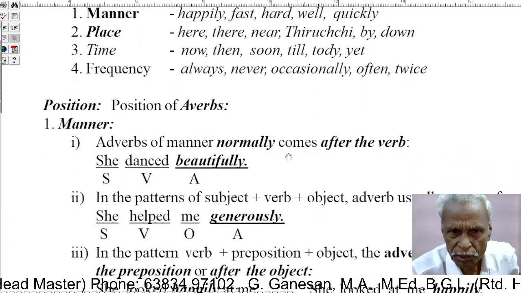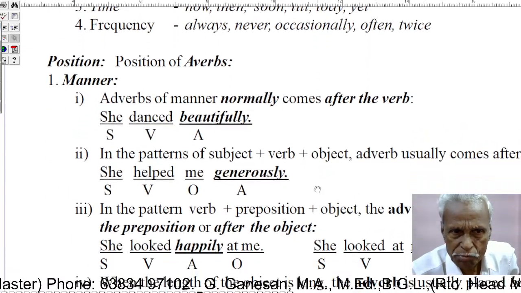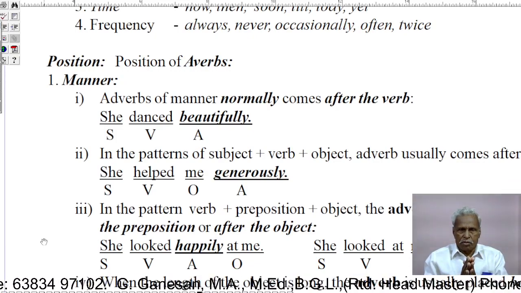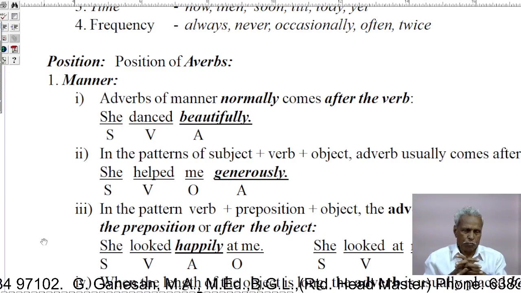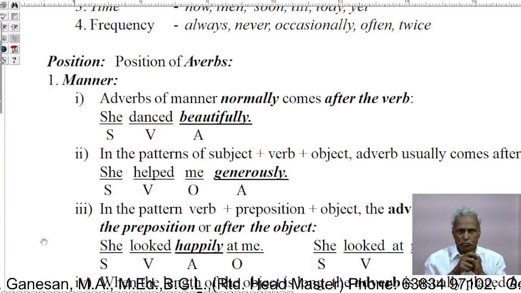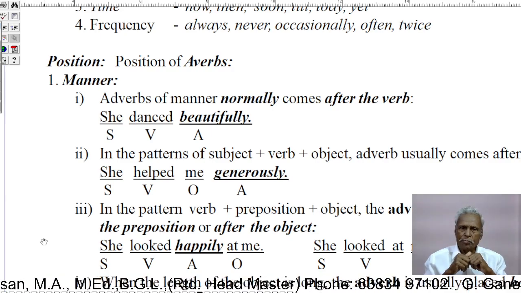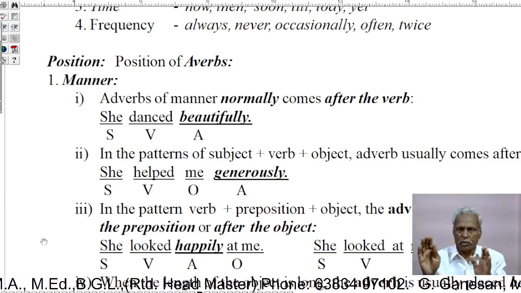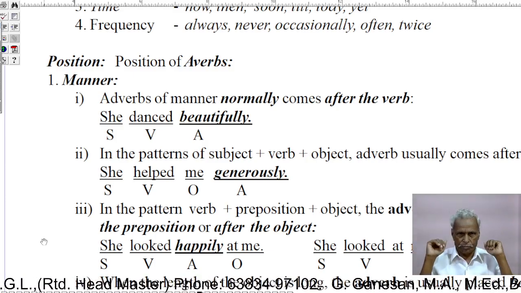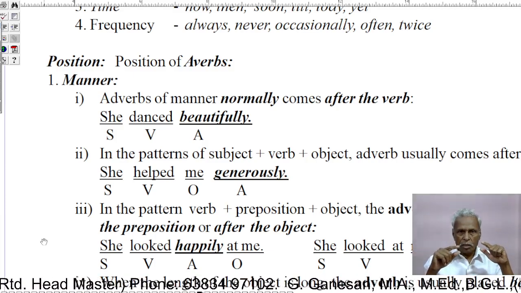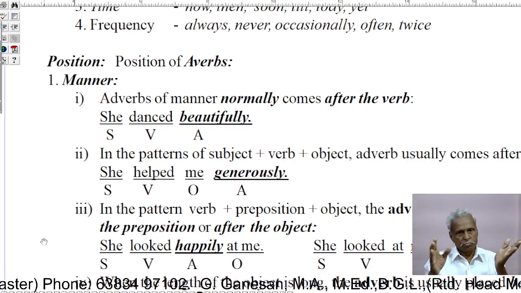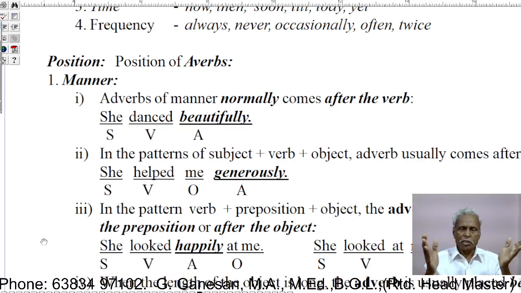Now let us see the position of the adverbs in a sentence, in a statement sentence. First, let us see manner. One: adverbs of manner normally come after the verb. She danced beautifully. Danced is the verb, beautifully the adverb. Normally, it comes after the verb.